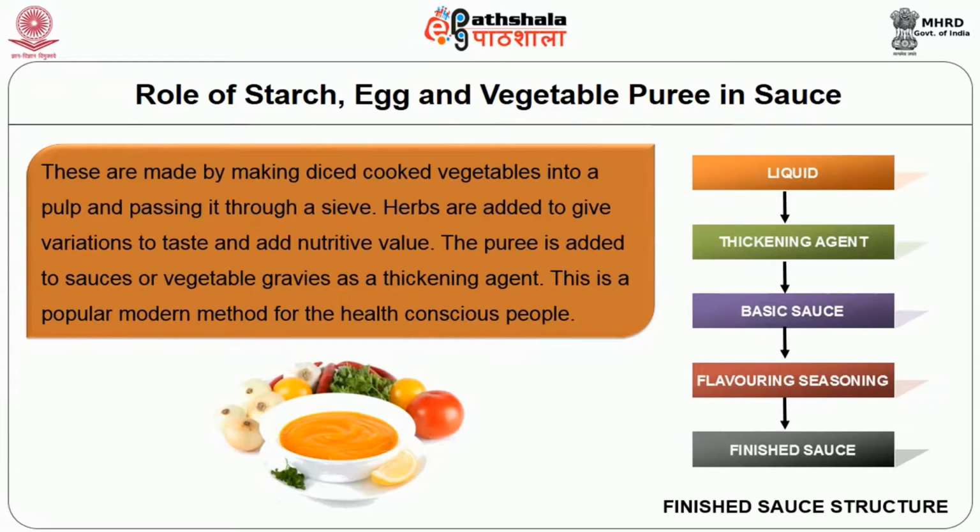Herbs are added to give variations, to enrich the taste and also to increase the nutritive value. The puree is added to the sauce and vegetable gravies as a thickening agent. This is a popular modern method for health-conscious people. The finished sauce structure is projected here.